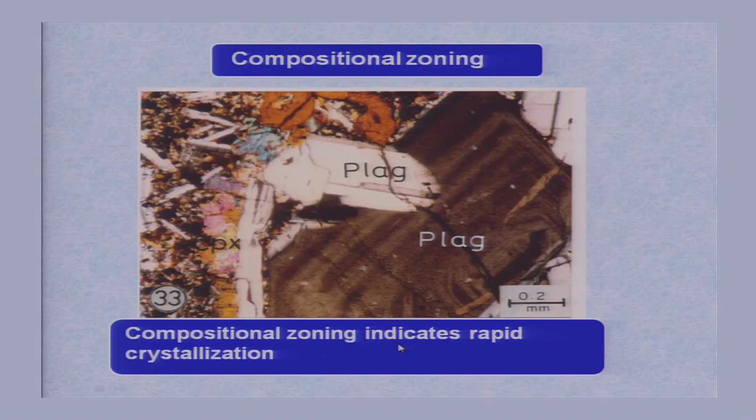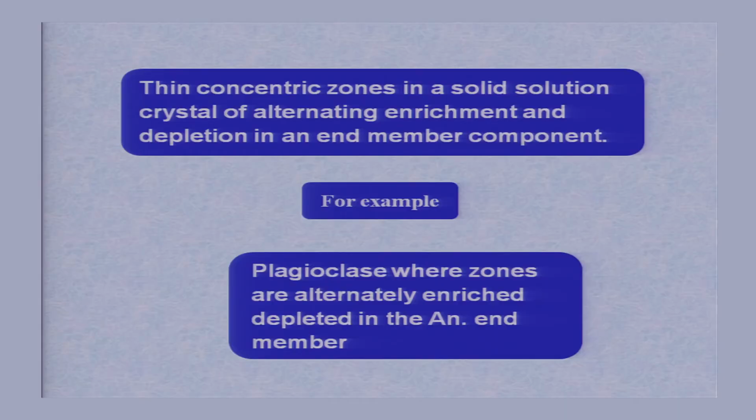Compositional zoning, what does it indicate? It indicates rapid crystallization. Rapid crystallization is the main reason behind this kind of zoning. As I said earlier, for the end members albite and anorthite, enrichment of one end member goes together with depletion of the other. The best example is plagioclase, where zones are alternately enriched and depleted in the anorthite end member. Anorthite is the first formed mineral. Later on, anorthite rings are alternately replaced by albite.